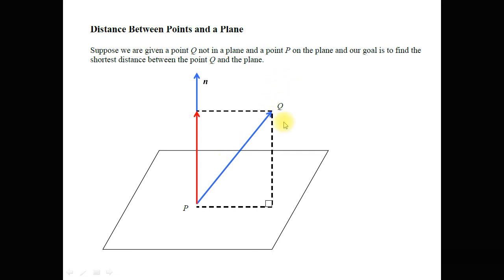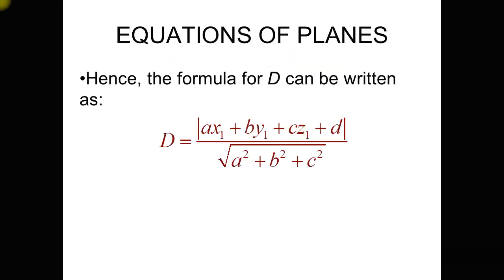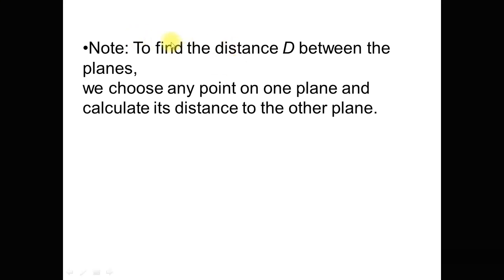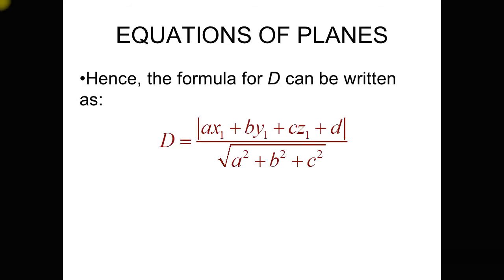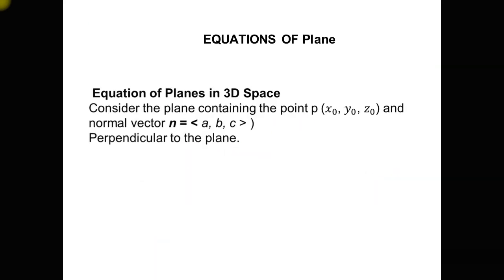But when this point is not given, suppose two planes are given, how can we find the distance between the two planes? First of all, choose any point on one plane and then calculate the distance between that point and the other plane. So we can easily calculate the distance between the two planes.